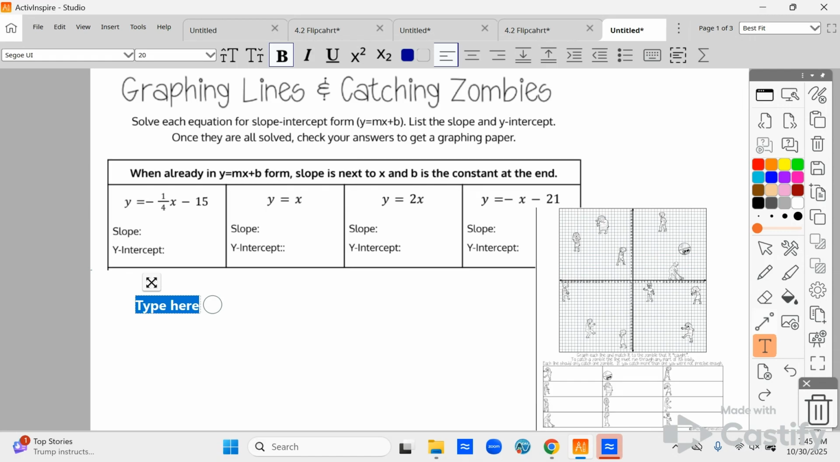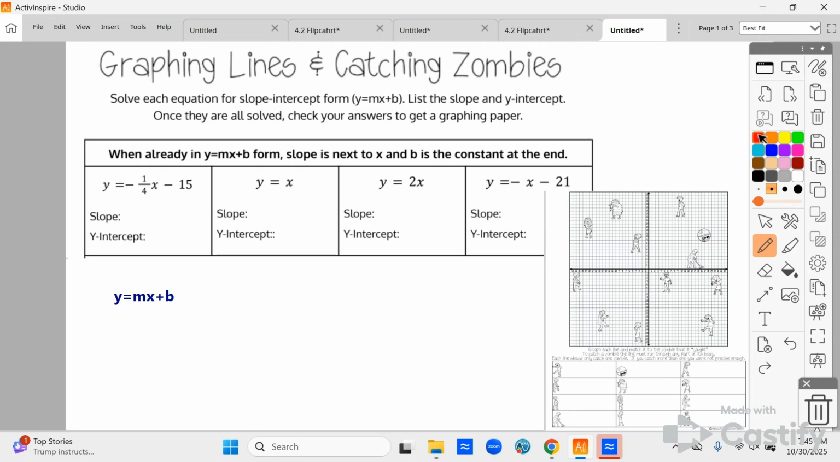When we look at y equals mx plus b, our b value is where we start. So we're always going to start on our y-axis. So here's our y-axis. We're always going to start on the y-axis at our y-intercept. Now, if there is not a constant, for example, this one, it would just be 0. So if there's not a constant, our y-intercept is 0, so we're starting at the origin.